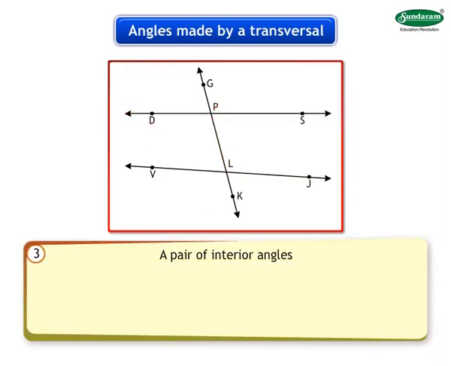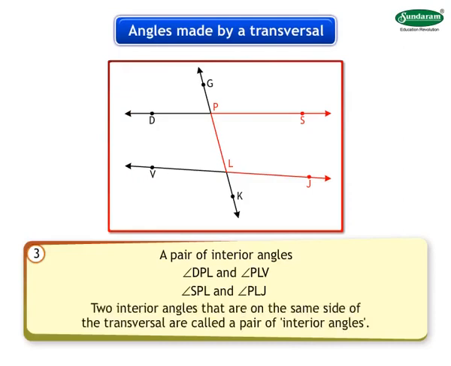Number 3. A pair of interior angles. Look at the figure. Angle DPL and angle PLV is a pair of interior angles on the same side of the transversal. Similarly, angle SPL and angle PLJ is the other pair of interior angles that lie on the same side of the transversal. Two interior angles that are on the same side of the transversal are called a pair of interior angles.